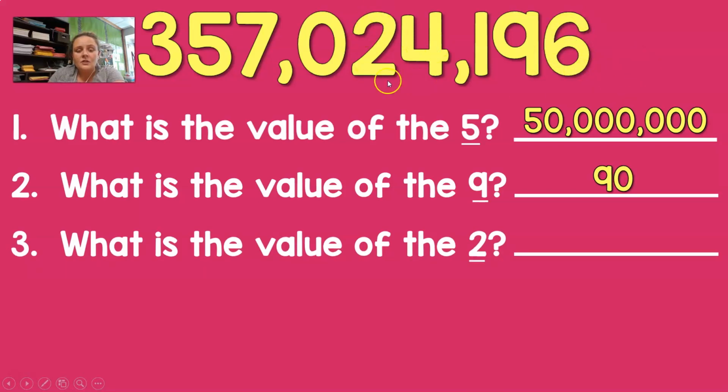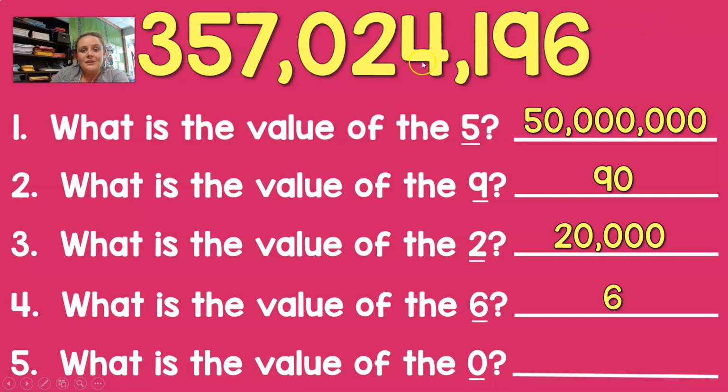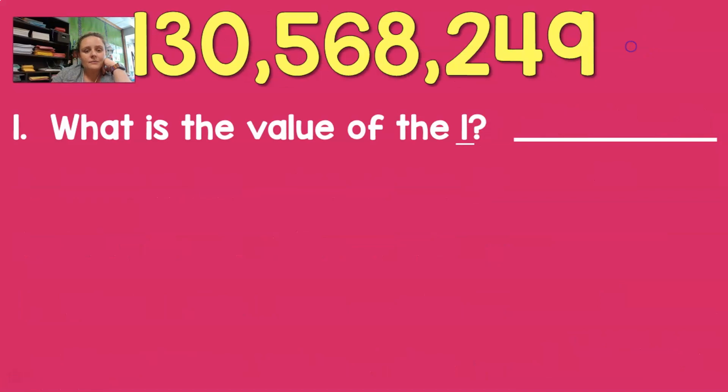What's the value of the 2? Well, I've got a 2 and all of these are going to become zeros, so it's going to be 20,000. What is the value of the 6? Just a 6. Just 6 ones. How about the value of the 0? Yeah, its value is just 0. There's nothing in that place value, is there? The value of 0 is always 0.